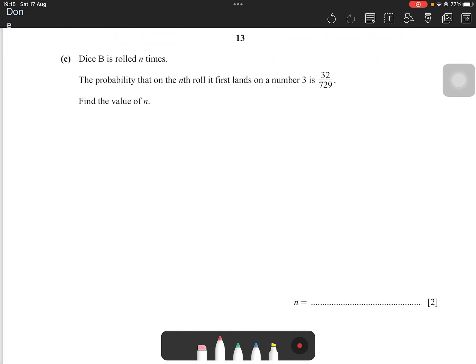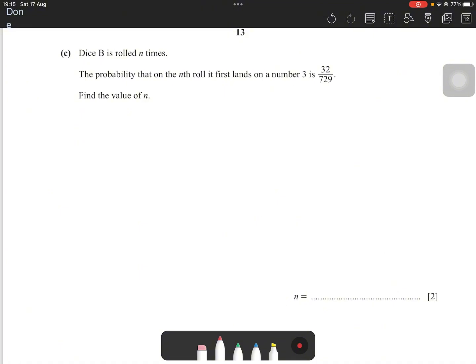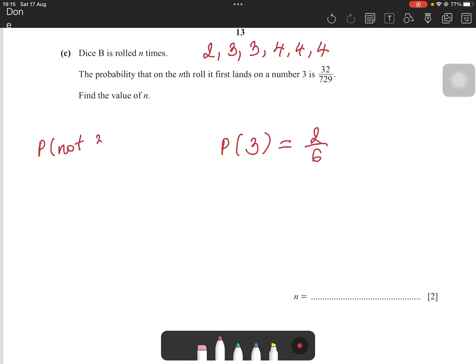Question C. Dice B is rolled n times. Find the probability that on the nth roll, it first lands on the number 3 is 32 over 729. Find the value of n. You know that the numbers on the dice B are 2, 3, 3, 4, 4, 4. So the probability of getting a 3 is 2 out of 6, and the probability of not getting a 3 is 4 out of 6.